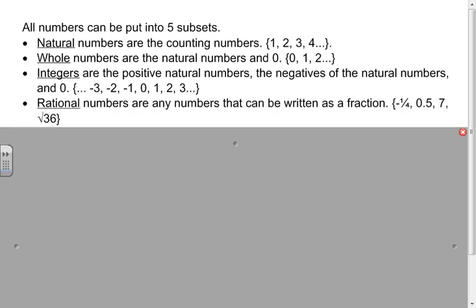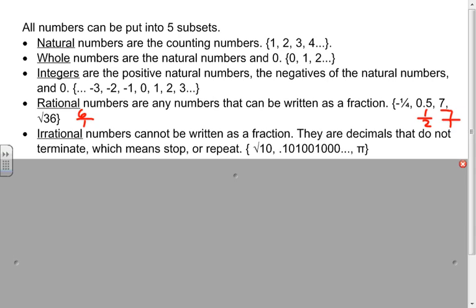Rational numbers is the fourth subset. They are any numbers that can be written as a fraction. So, negative 1/4 is a fraction. 0.5, I can write that as a fraction. That's 1/2. 7, I can write that as a fraction. 7/1. Square root of 36, I can write that as a fraction because the square root of 36 is 6, and I can write 6 as 6/1. Okay? Anything that I can turn into a fraction is a rational number.